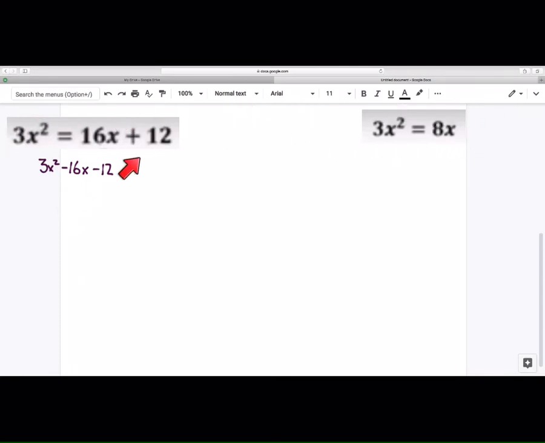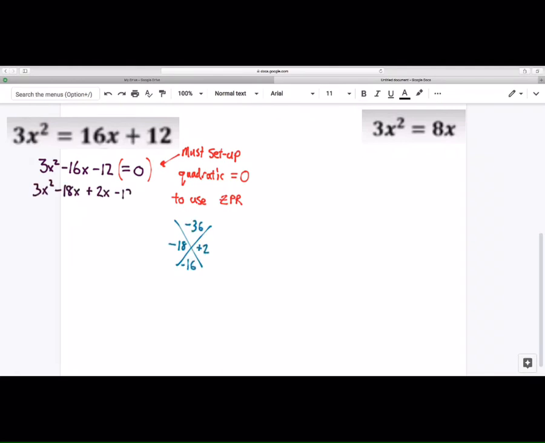In order to solve quadratic equations, then, I'm going to have to do a little bit of cosmetics. I'm going to take the 16x and the 12 and subtract them from the right-hand side to send them over so that I have a quadratic expression equal to 0. The equal to 0 is the must-have. You gotta have the equal 0 in order to use the zero product rule.